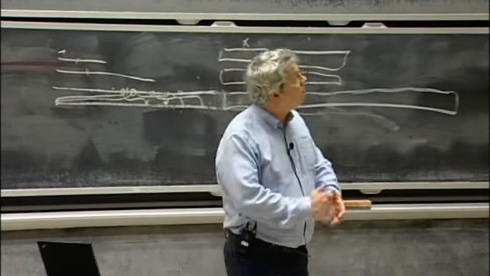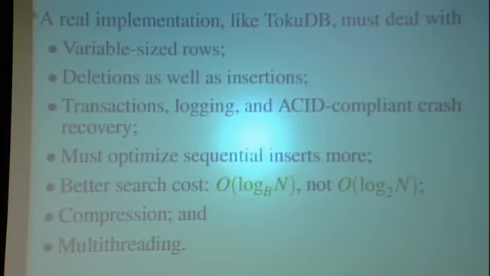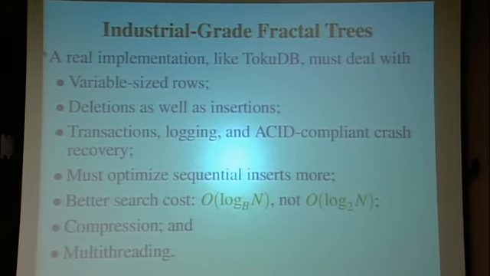So let's see, I mentioned some of these just now. Some of the things you have to do in order to have an industrial strength dictionary are, you need to cope with variable size rows. We assumed for the analysis that the rows were all unit sized. In fact, database rows vary in size, and some of them are huge. Some of them are megabytes, or sometimes people put satellite images into databases, so they end up having very large rows. You have to do deletions as well as insertions.